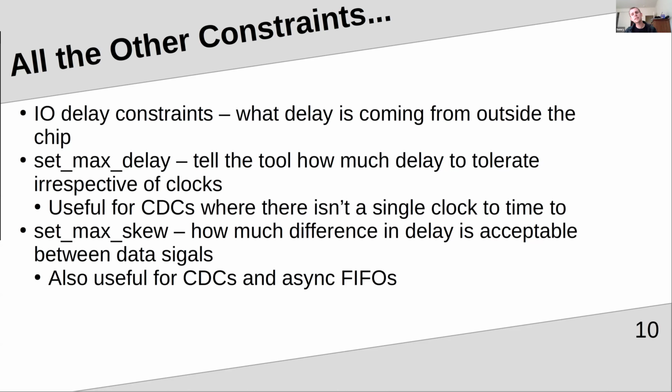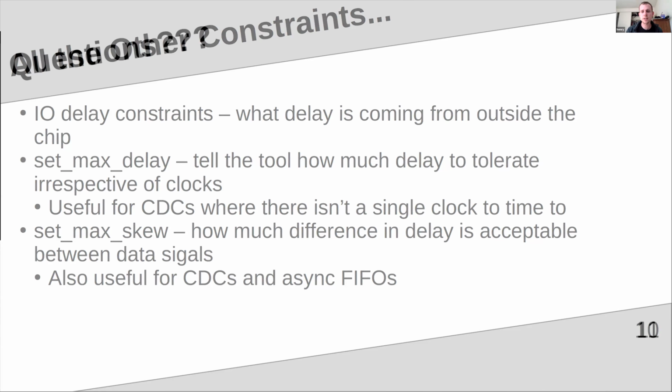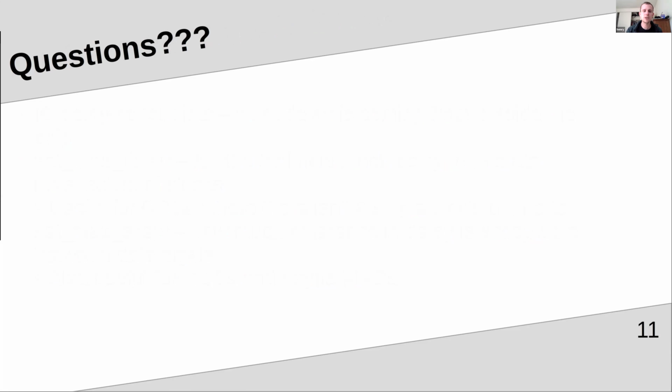That is all the sort of miscellaneous constraints I had. Let me make sure to answer the question in chat, and then I'll open it up to general questions. Henry, can you please explain how do we know which approach we need to use among top or bottom approach for any multi-cycle path in our design?